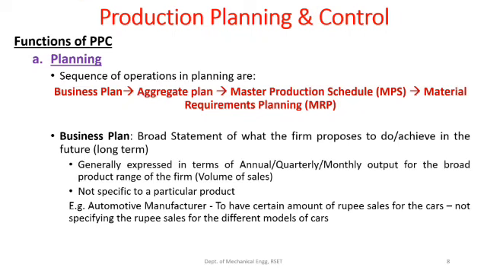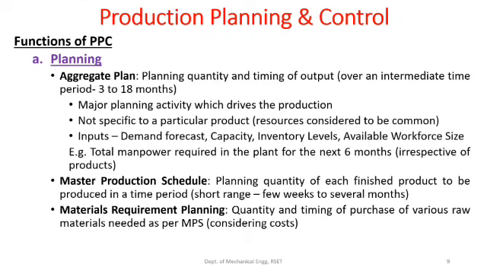Now once you have the business plan, the next plan that has to be made is an aggregate plan, and this is generally planning of the quantity and timing of output over an intermediate time period which ranges from 3 to 18 months. So such a kind of plan is called an aggregate plan. So aggregate plan deals with the quantity of products and timing of output over an intermediate time range or a time period which can be somewhere between 3 months to 18 months.